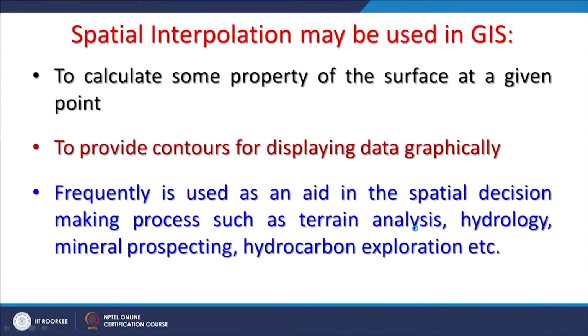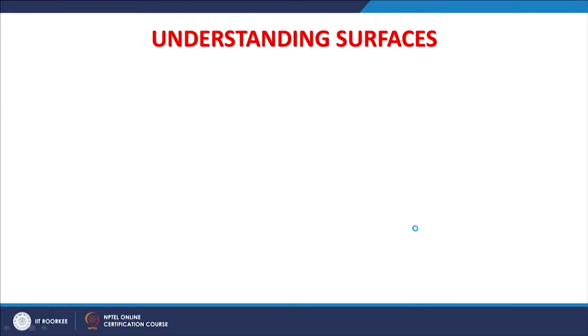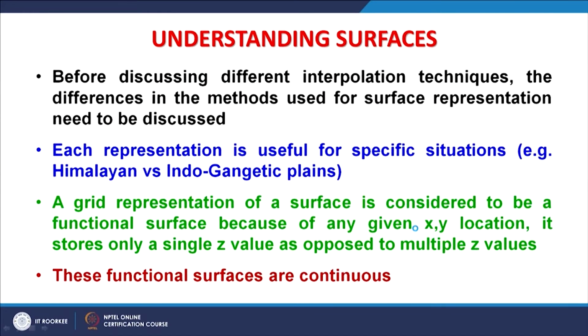anomalies and patterns, and these are used, for example, in terrain analysis, maybe in hydrology, in mineral prospecting, in hydrocarbon exploration, and in many fields surface interpolation can be used, and the only requirement is your input data. So, this is an aid in the spatial decision making process, which may be of various types. Now, basically, what is a surface?